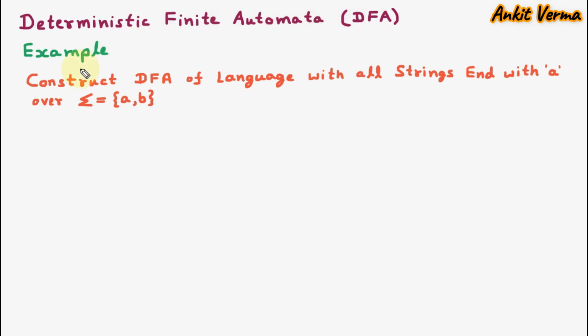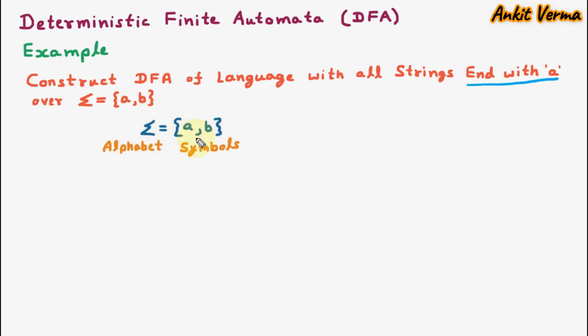The example of deterministic finite automata, that is DFA. The question is, construct DFA of language with all strings that end with A over sigma equal to A comma B. So here we are going to construct the deterministic finite automata for the language where we have the strings which end with A, and the given input alphabet is A comma B. Here sigma is the alphabet and A comma B are symbols.